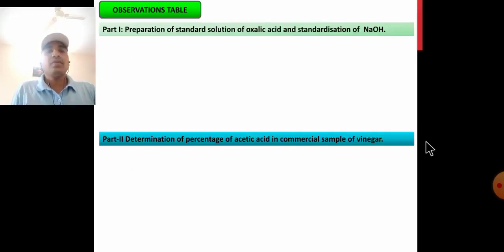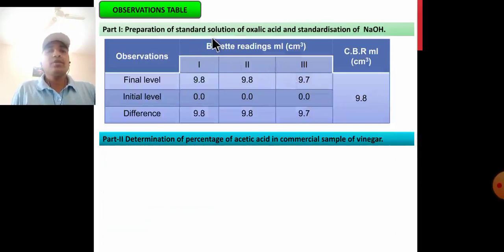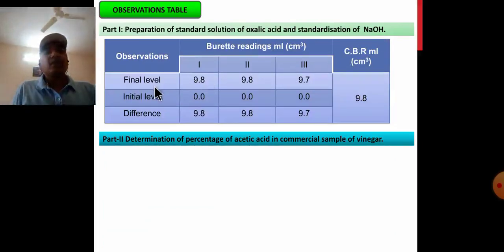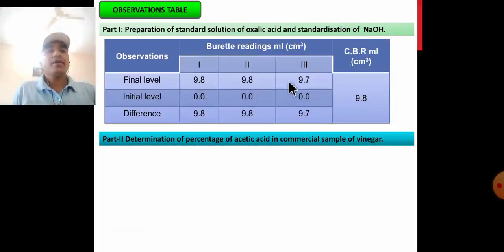Observation table. The first part is the preparation of a standard solution of oxalic acid and standardization of NaOH. Final readings are 9.8, 9.8 and 9.7. Initial reading is 0 before the titration, and the differences between final and initial levels are 9.8, 9.8 and 9.7. The constant burette reading is 9.8. CBR means constant burette reading.